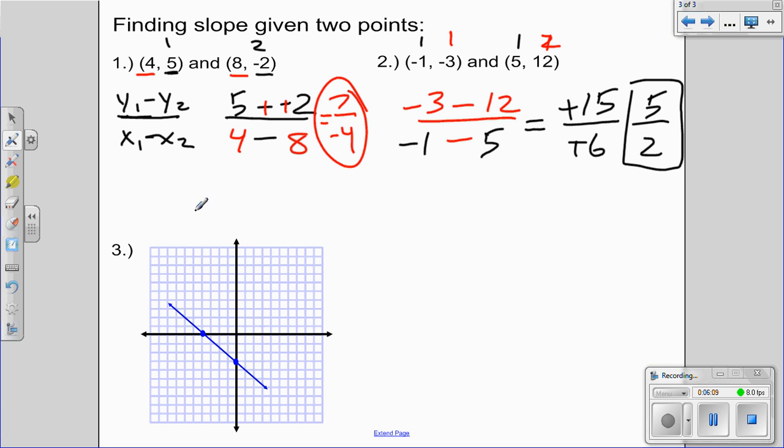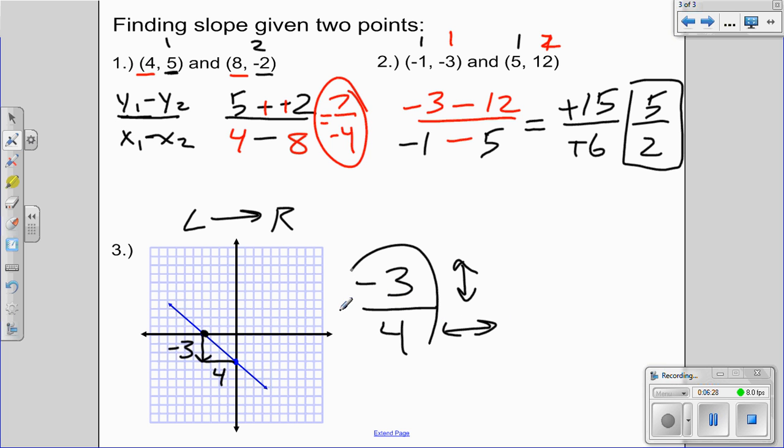So I want to go from left to right, and so I'm going to start at the leftmost point and go to here. I'm going to go down 1, 2, 3. So I went down 3 and then over 1, 2, 3, 4, over 4. So I went down 3 and over 4. So again, that's your vertical and that's your horizontal. So we have a slope of negative 3/4.